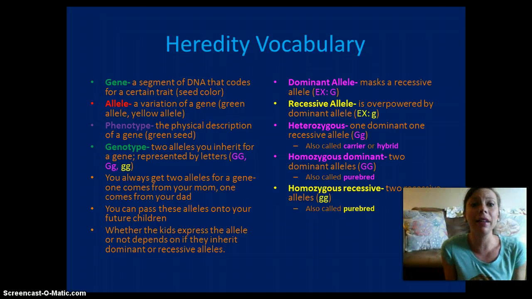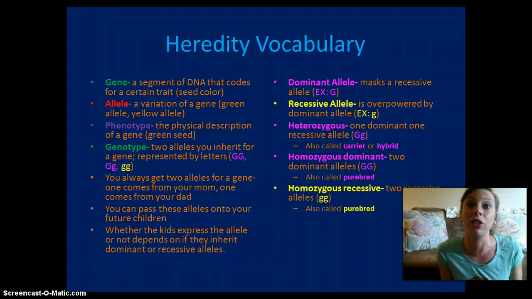You can pass these alleles on to your future children, and whether or not your kids express the allele depends on if they inherit the dominant or recessive gene from you. So a dominant allele is going to mask the recessive allele. It's always going to be stronger. The dominant allele is represented by the capital letter. The recessive allele is overpowered or masked by the dominant allele, and it is represented by the lowercase letter.